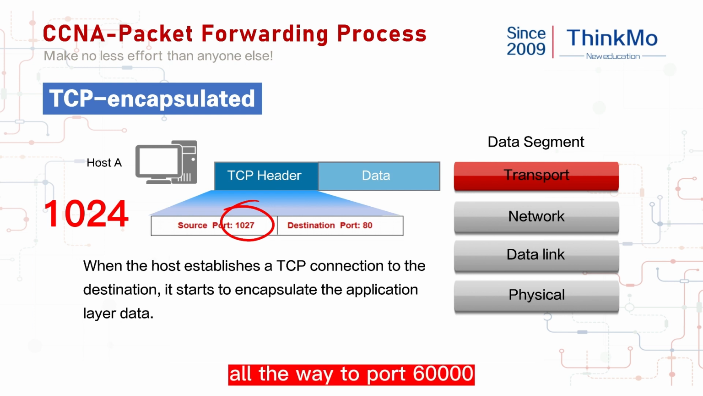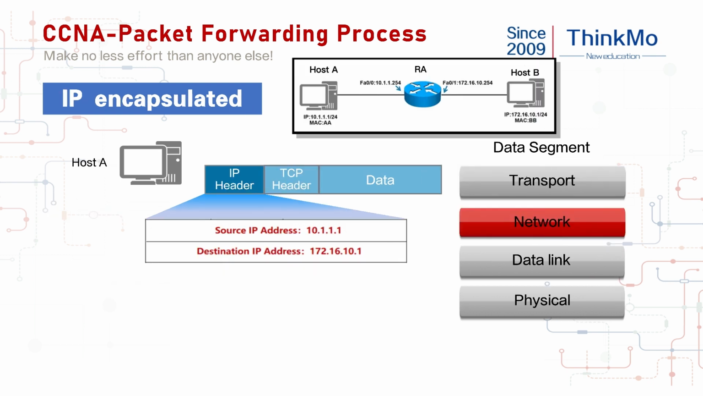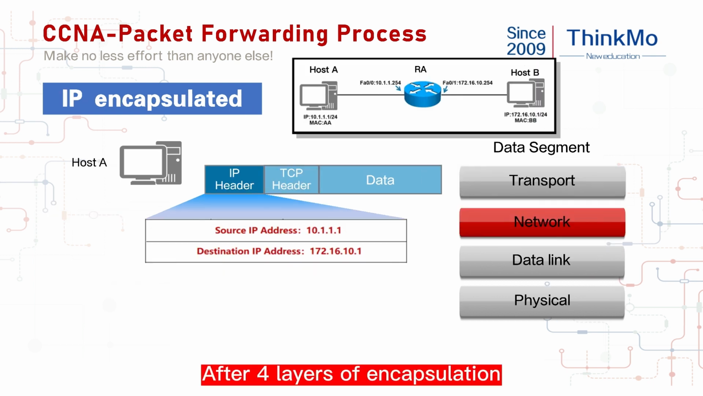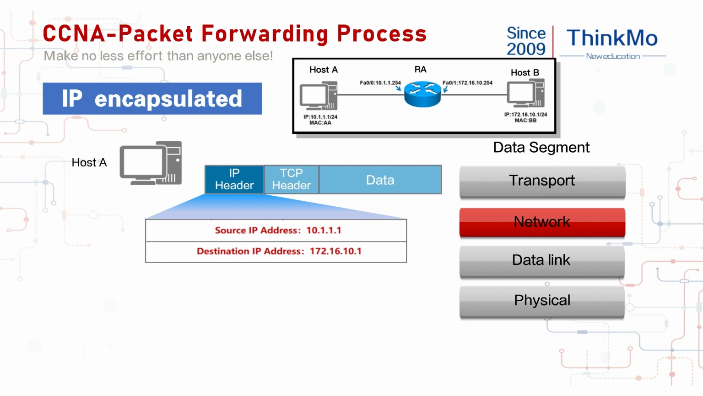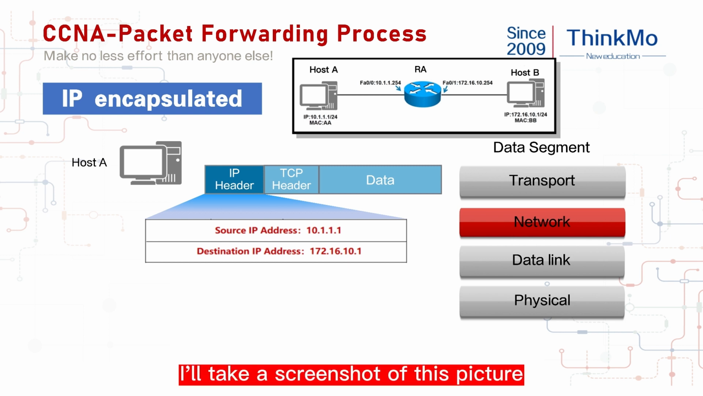All the way to port 60,000. Any port between, as a native device only, to differentiate between different ports. After 4 layers of encapsulation, we start encapsulating 3 layers. Let's take a look at its content. I'll take a screenshot of this picture.